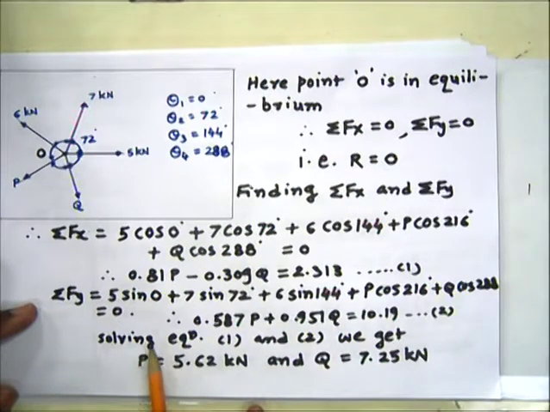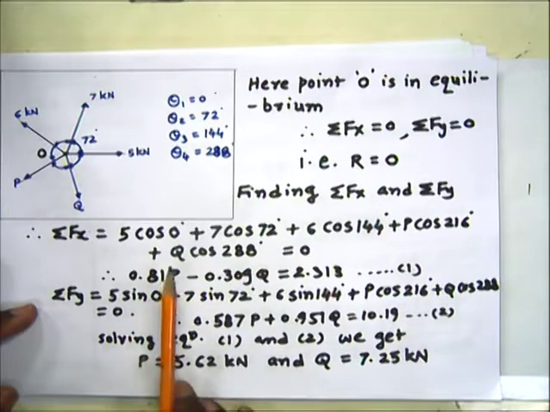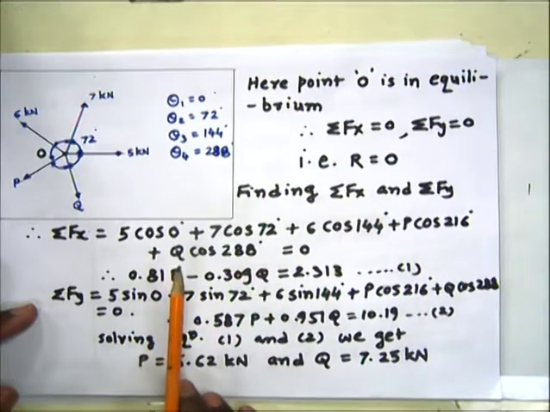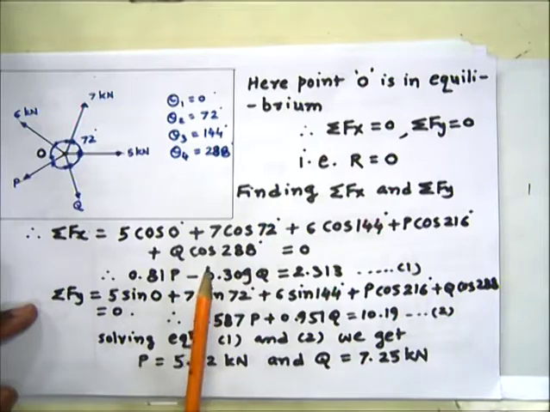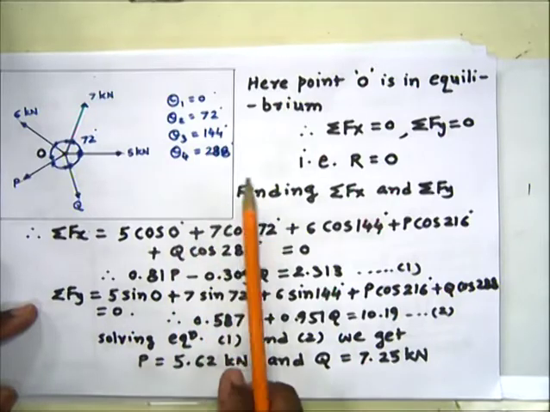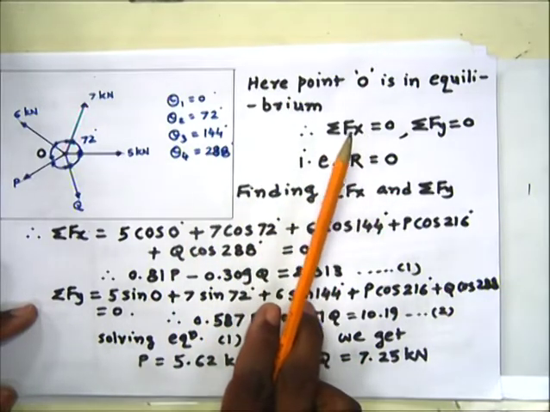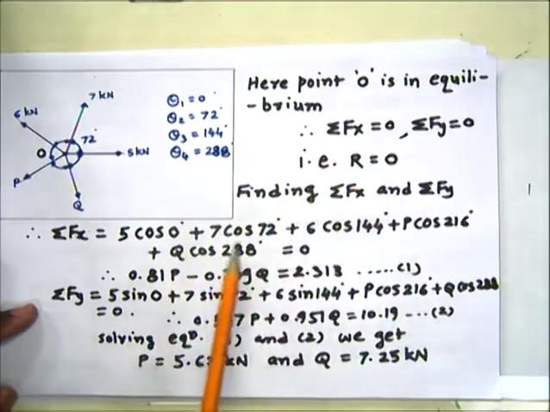On solving equations 1 and 2, in terms of the unknowns P and Q, we will get P equal to 5.62 kilonewton and Q equal to 7.25 kilonewton. So using the concept of equilibrium, we can find unknown forces for the concurrent force system, and for that we consider sigma Fx equal to 0 and sigma Fy also equal to 0 for equilibrium.